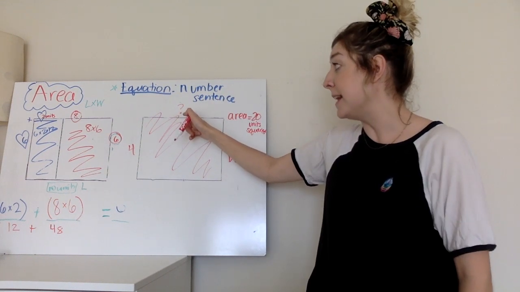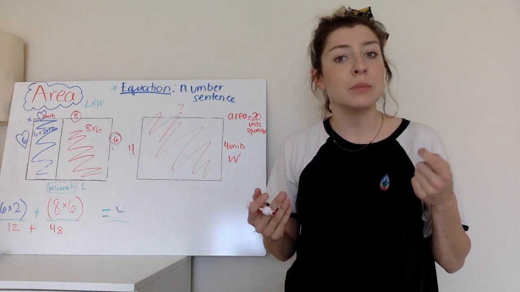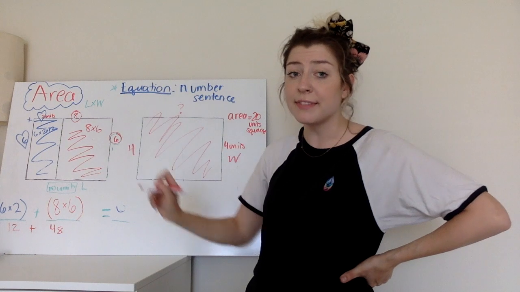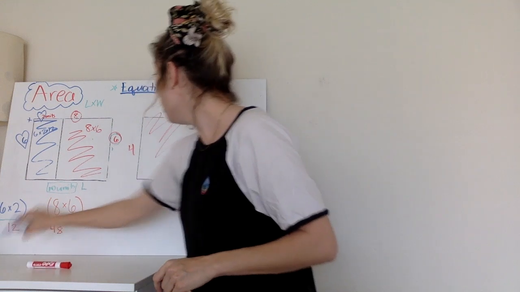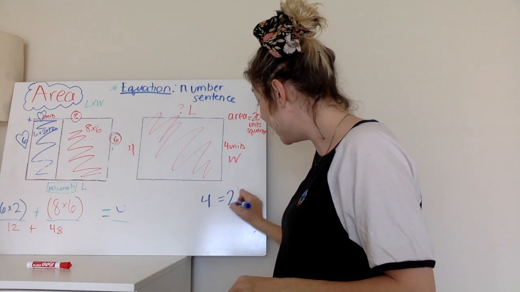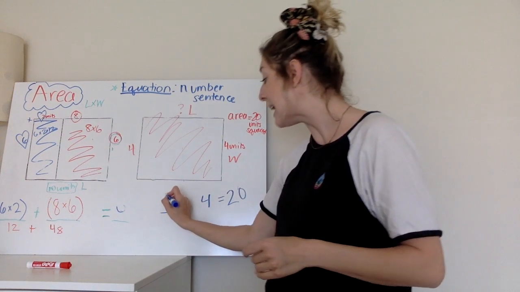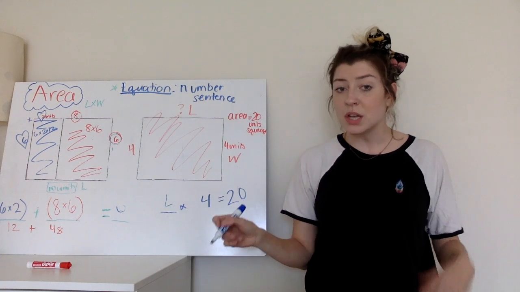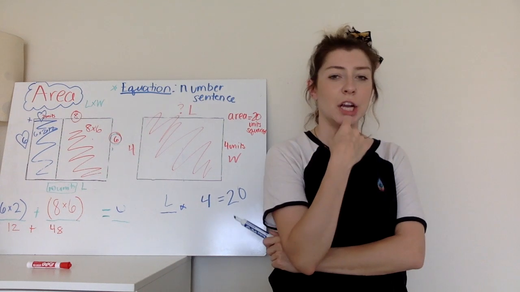I mean, I know that if I find out this length, it'll be the same as that. But it's going to take some work. But stick with me. So if we're finding area, we do length times width. So we do L times W. I know what W is. W is 4. And I know that area is 20. So something times 4 is 20. The length times 4 is 20. So if something times 4 is 20, what is that something? What could I do to figure it out?